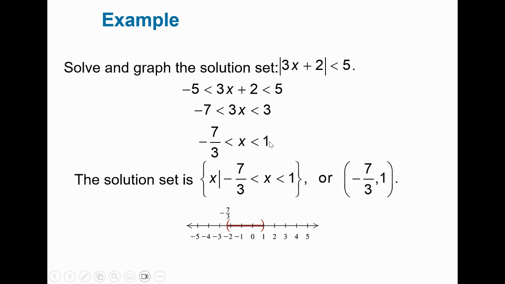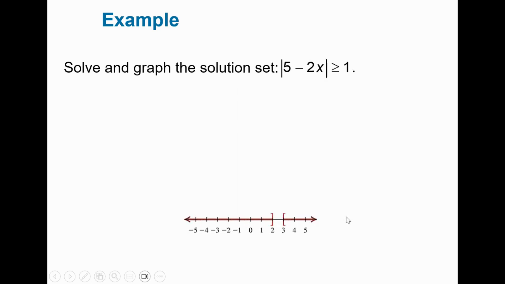A way of writing this is in set notation, and this is interval notation, between negative 7/3 and 1. Notice the parentheses, because of the strict inequalities here, which translate to a parenthesis. And here we've been seeing this since I started the slide. Here's the graph of the solution.